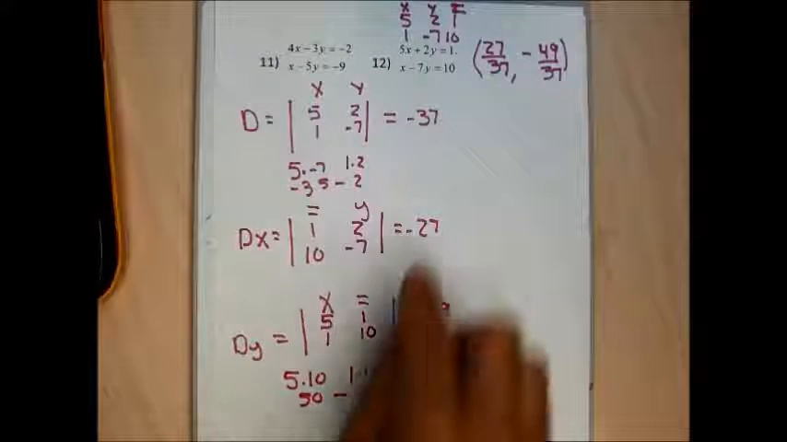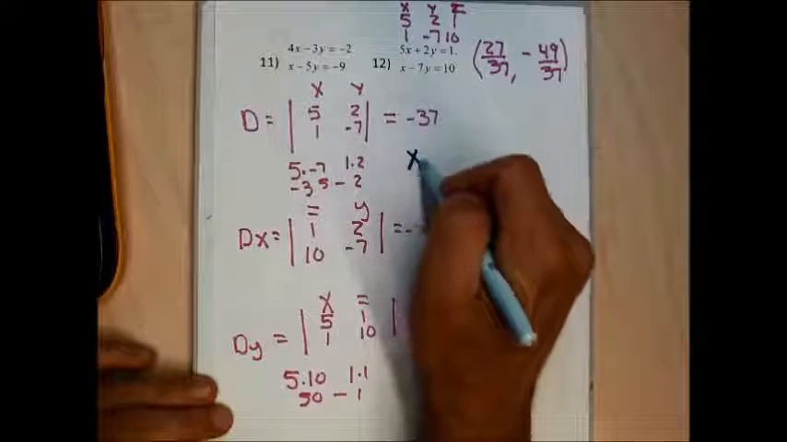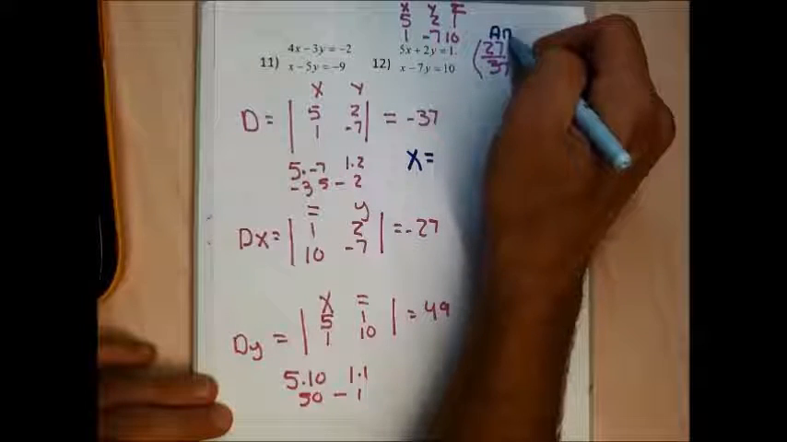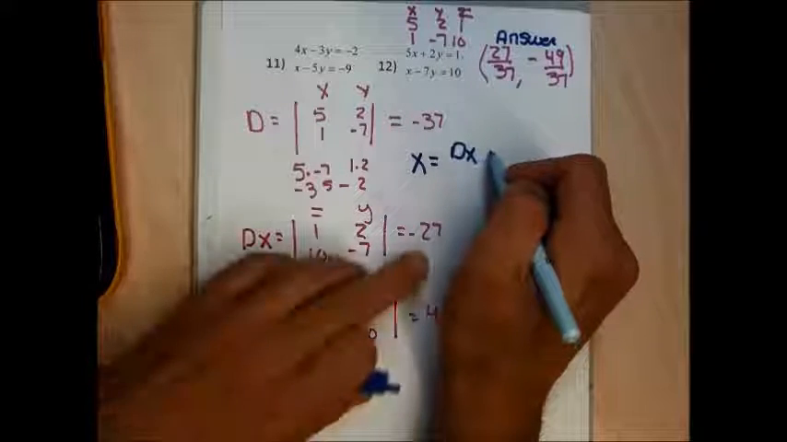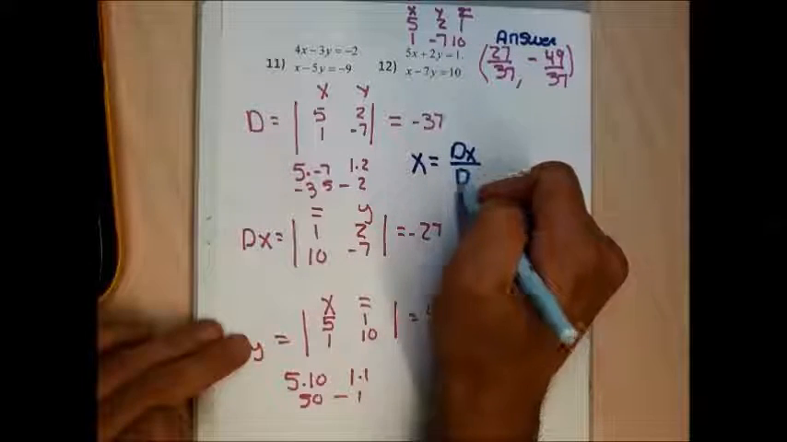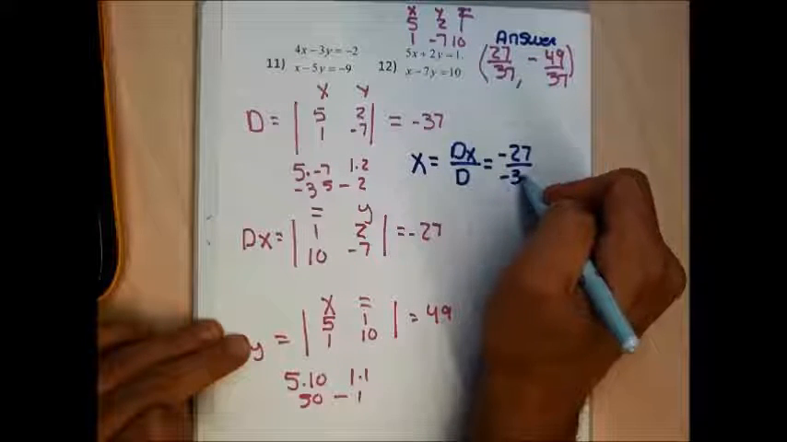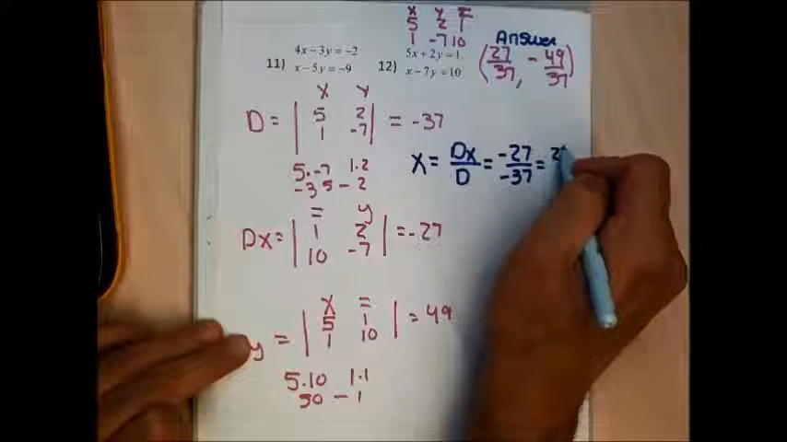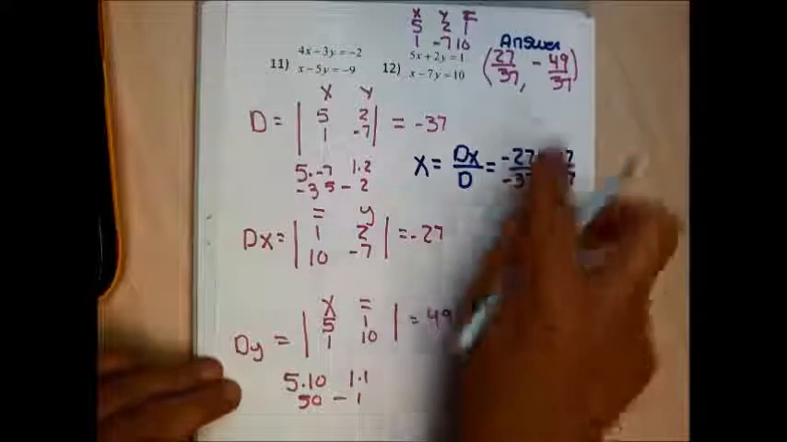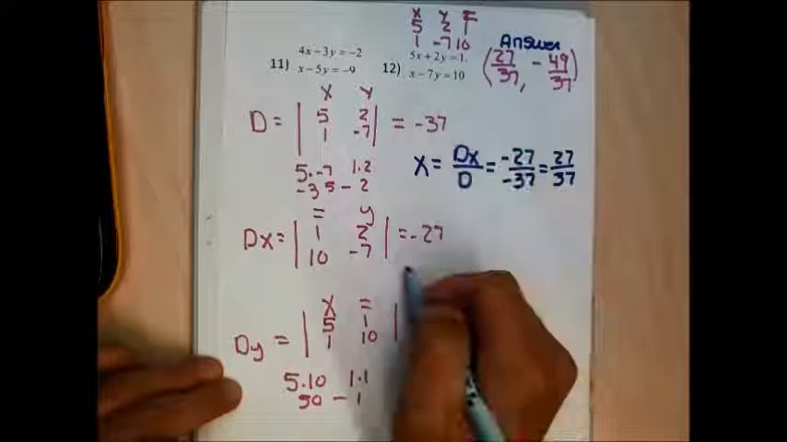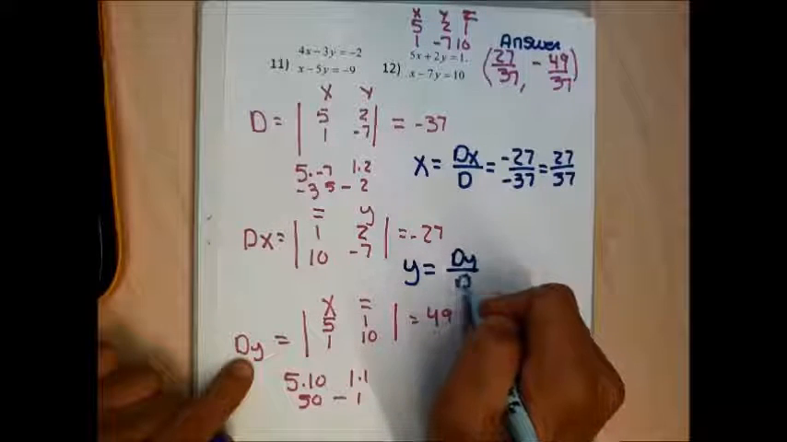Almost done. Again, on the test, each one of these numbers is going to be worth 2 points. The x answer, which I already know is 27 over 37, I get by taking the d sub x number, which is negative 27, dividing it by the d number, which is negative 37. So x is d sub x over d, negative 27 over negative 37. Those reduce to positive 27 over 37. The y part of my answer, which is negative 49 over 37, I get by taking the d sub y number, dividing by the d number.